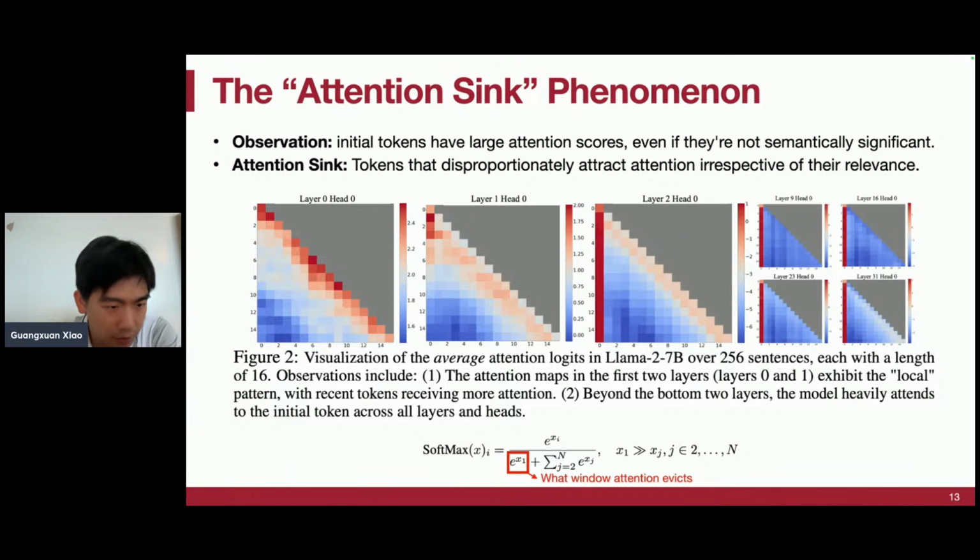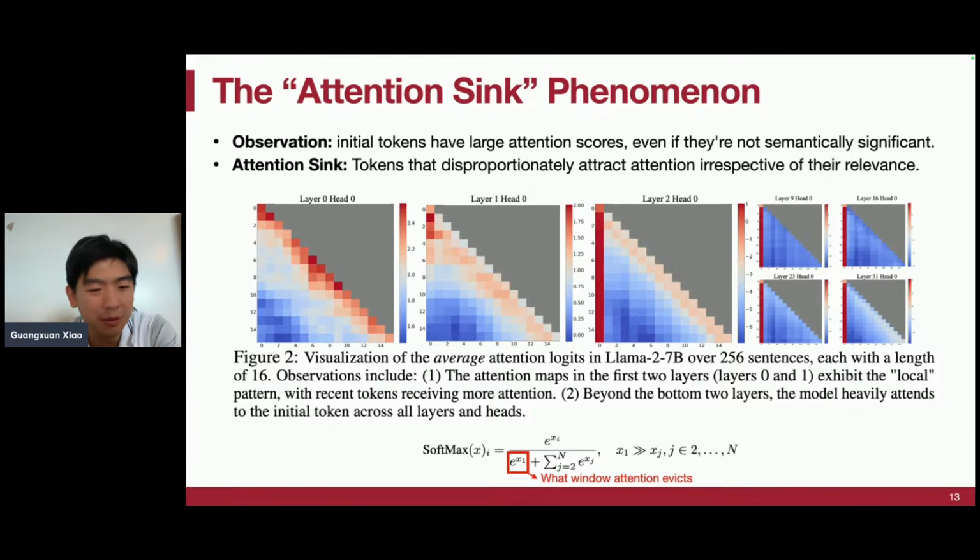In these cells, because it's causal attention, the upper triangle is gray, it's masked, and each cell means the attention strength one token pays to another. The redder, the higher, and the bluer, the lower. So we can see a very solid red line in the first column in the layers beyond layer 2. It means that all tokens very strongly attend to the first token, no matter how far away they are.